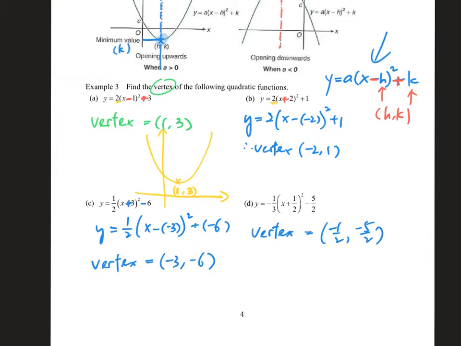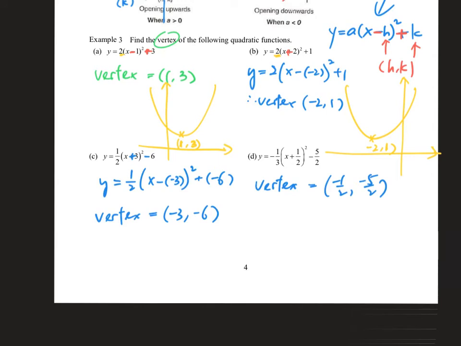This time a is 2 again, so that's why it's a happy graph. Vertex is (-2, 1), which means the y-axis is on the right-hand side, and 1 for the vertex means it's above the x-axis. This is the diagram for part B. And next, let's take a look at part C. a is 1/2 here, a happy graph again, and (-3, -6) for the vertex, which means the y-axis should be lying on the right. -6 means it's below the x-axis, so it is an approximate picture of part C.